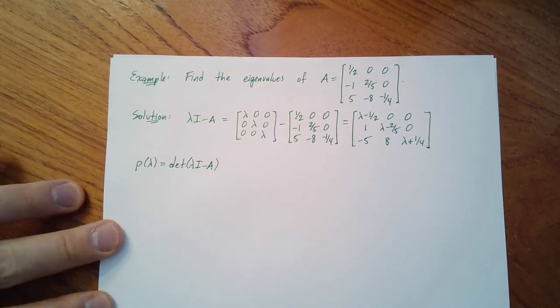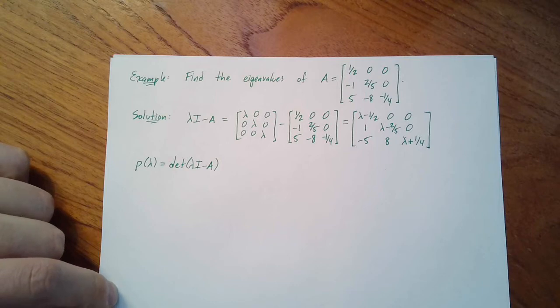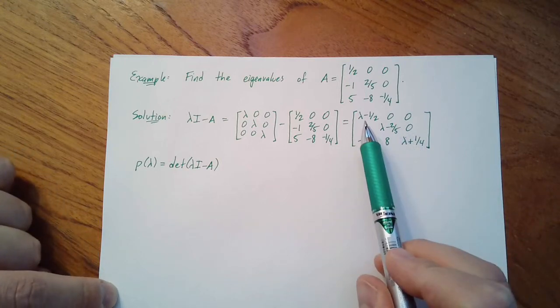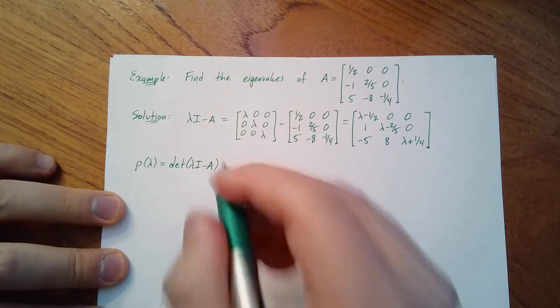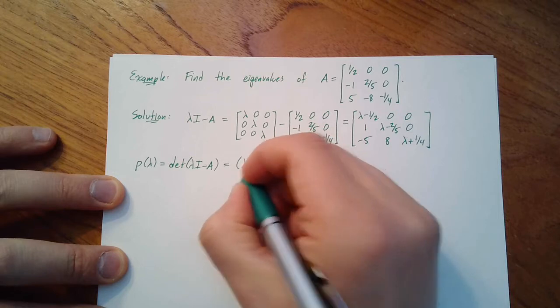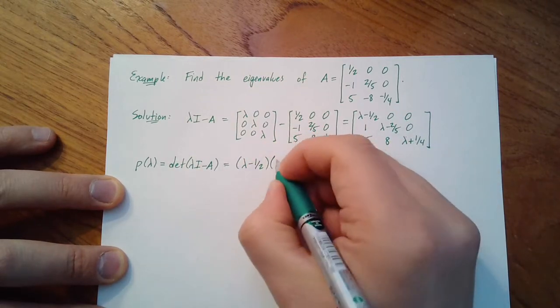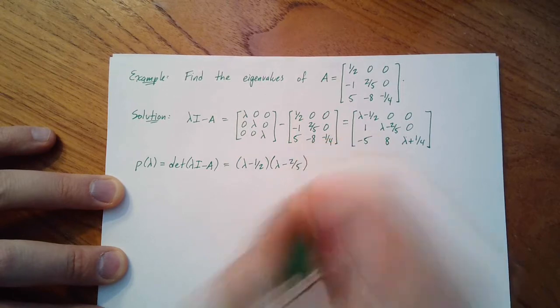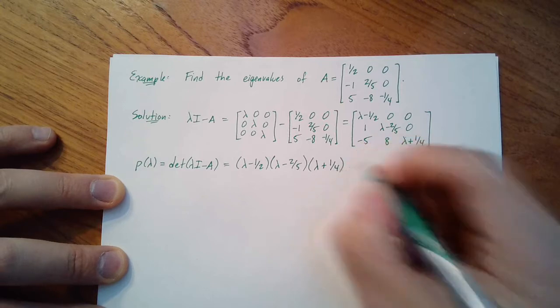So what is P of lambda going to be? Well, the nice thing is this is a lower triangular matrix, lambda I minus A. So the determinant of a lower triangular matrix, and in fact an upper triangular matrix as well, is just going to be the product of entries along the main diagonal. And the first one on the main diagonal is lambda minus a half. Then the next one is lambda minus 2/5, and the third one is lambda plus 1/4.